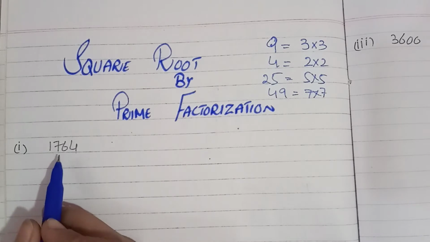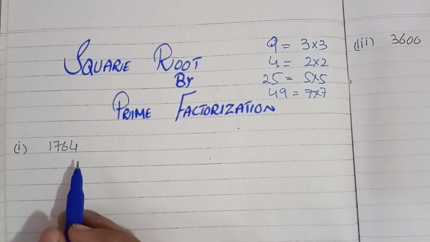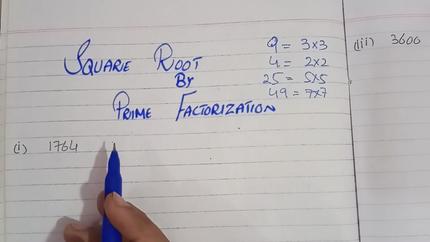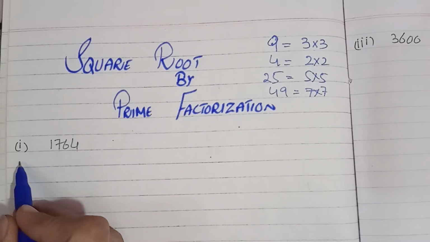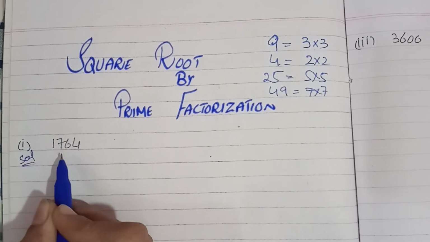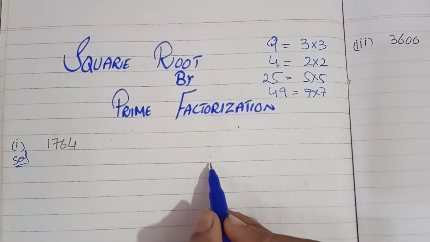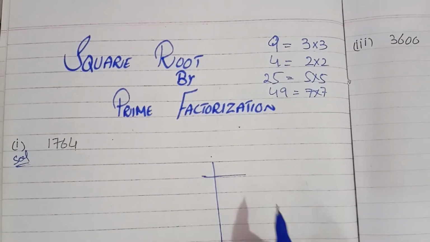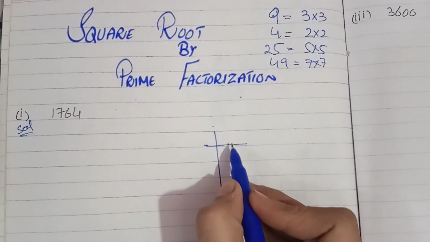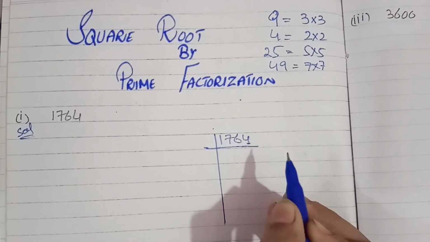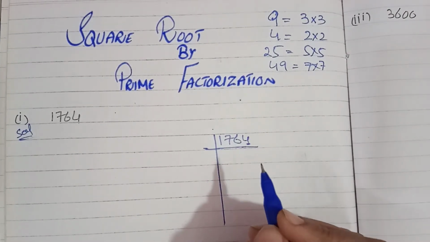Question number 1 is 1764, okay? What is the way to find out the square root by prime factorization? First of all, find out the prime factors of 1764. How to find out the prime factors? We have already learned how to find out the prime factors. For 1764, first of all, see what your unit digit is.